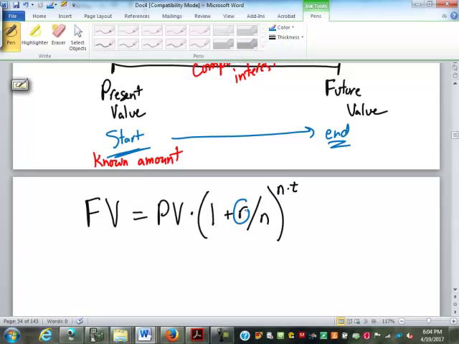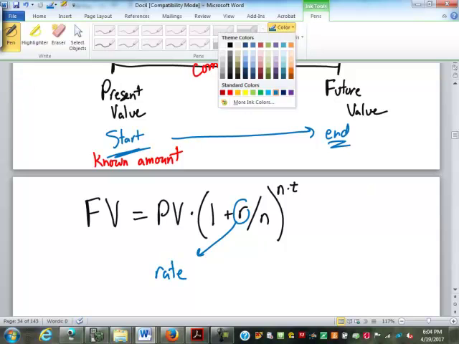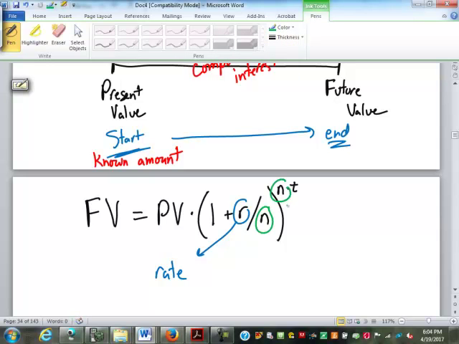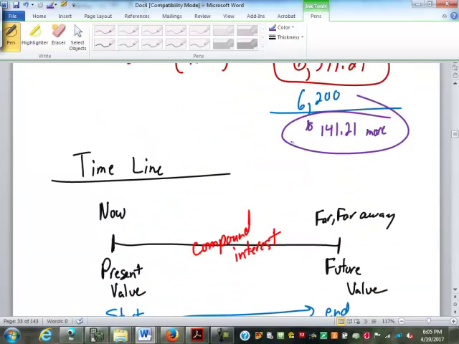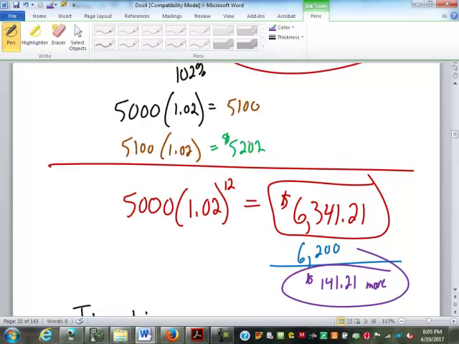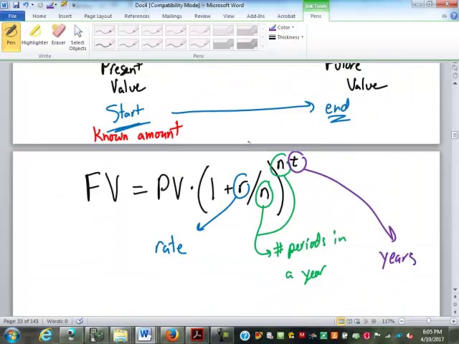So R is our rate. N is the number of periods in a year. T is the number of years. And the 1 comes from that 100%. You know, we took that 2%, it was 100 plus 2% to get 102% at the end of each period. So that's where the 1 comes from.